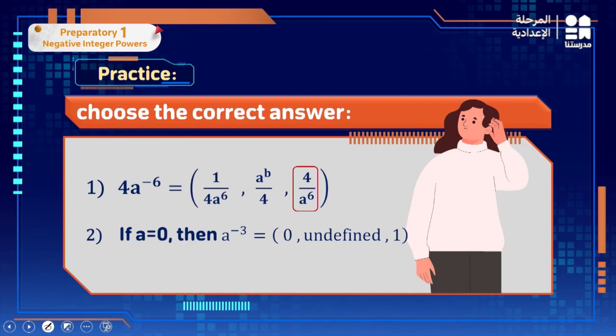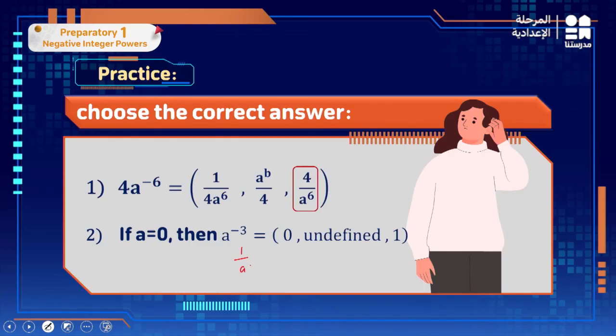Number 2. If a equals 0, then a to the power of negative 3 is equal 0, undefined, or 1. Okay, let's do it with each other here. This a to the power of negative 3, it means 1 over a to the power of 3. And a is given. A is 0. 1 over 0 to the power of 3, which is 1 over 0. And any number over 0 is undefined. So the correct answer is undefined.